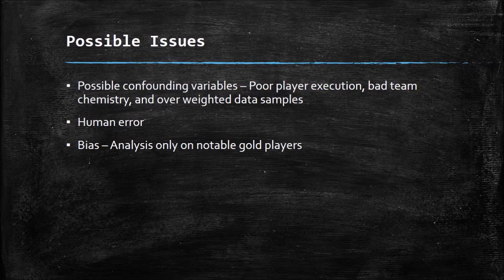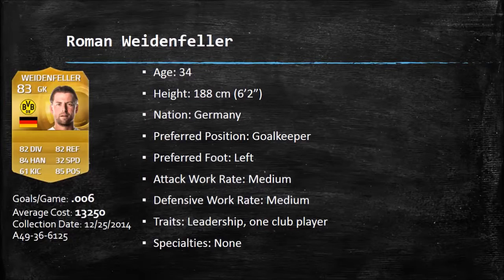Okay, next. The one goalkeeper of Borussia Dortmund is Roman Weidenfeller. He's kind of old, age 34, 188 centimeters, and if you're using the English or American scale like me, he's 6'2". Goalkeeper traits: leadership, one club player. That just means he can be a captain of your team. One club player means, I guess, his whole life he's played at Borussia Dortmund, I don't know. I don't think that really affects the game too much.